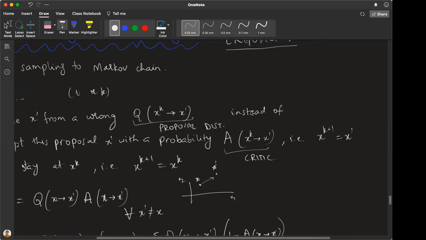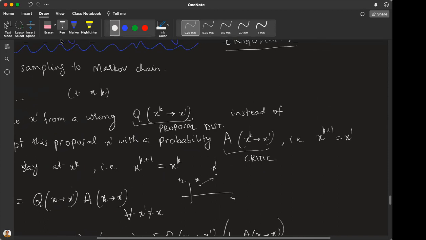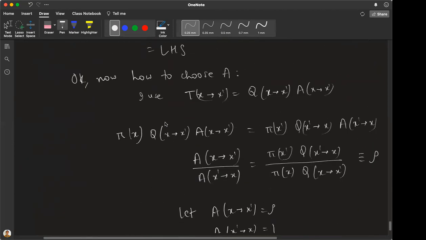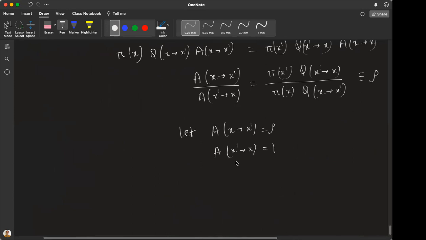Or proposal PDF, you can say. Let me remove this. Basically the true Markov chain. Okay. Now, what we get is, okay, we are satisfying this.